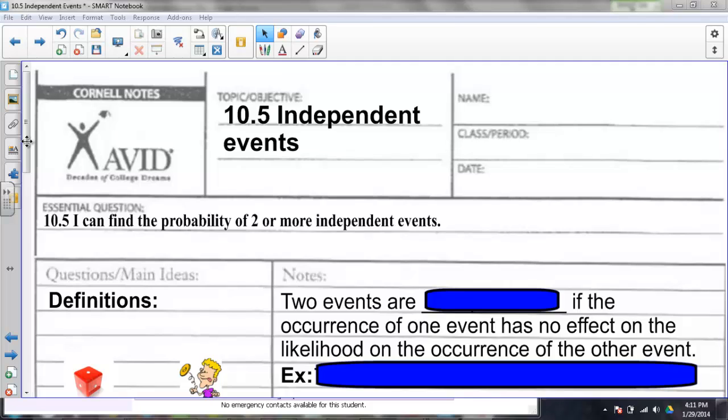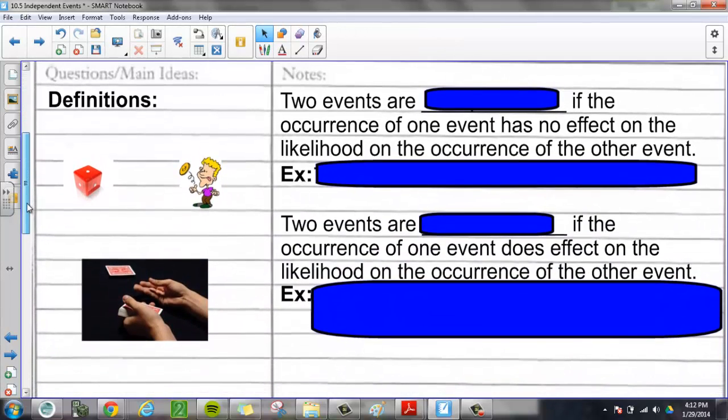Let's get started on section 10.5, which talks about independent events. Your main essential question here is: I can find the probability of two or more independent events happening. So here, let's first start with some definitions.